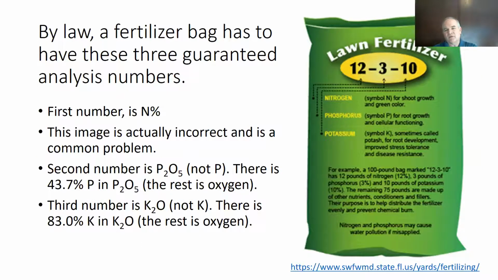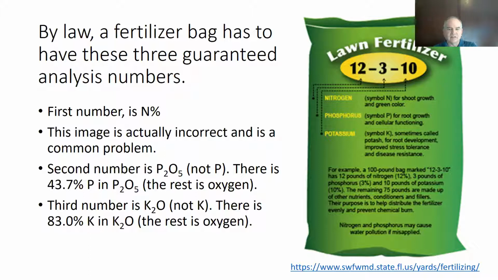Now, by law, if you have a fertilizer bag like this one, it has to have these numbers on it. These three numbers, it can also include the other nutrients, but those aren't as regulated as these three are. But it has to have these three in order. First number is nitrogen, percentage. Now this image actually has some incorrect things on here with the phosphorus and the P2O5. I did that on purpose because this mistake is so commonly made.